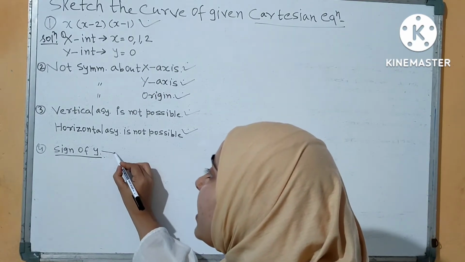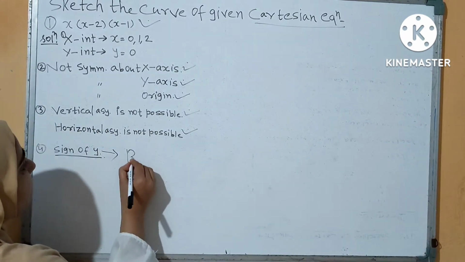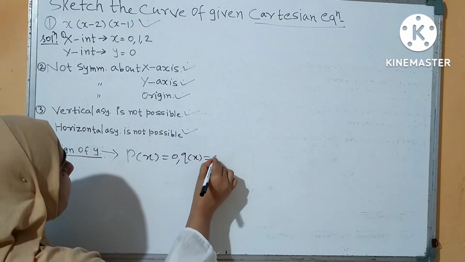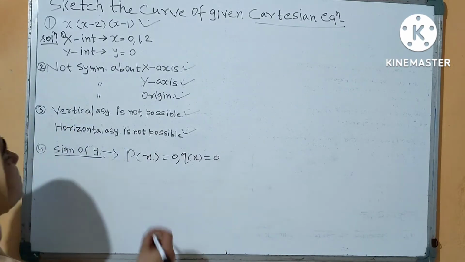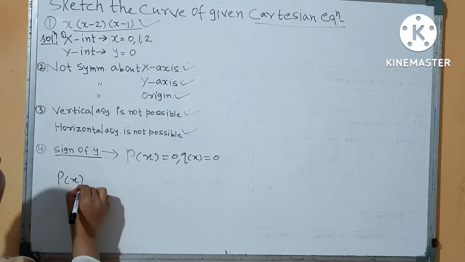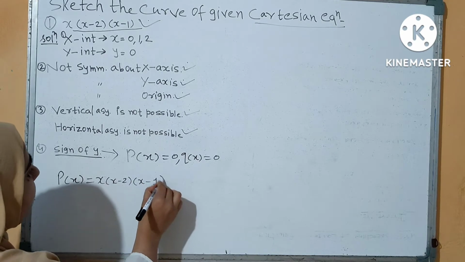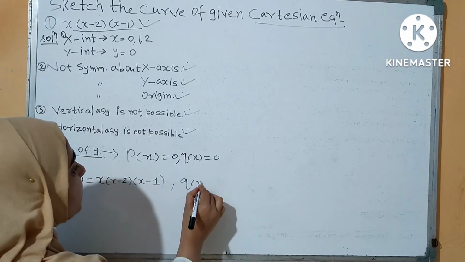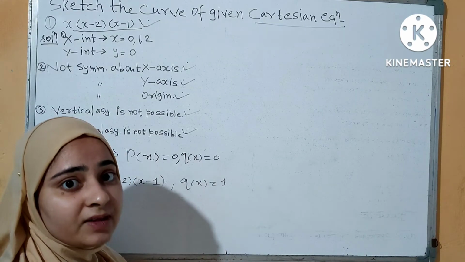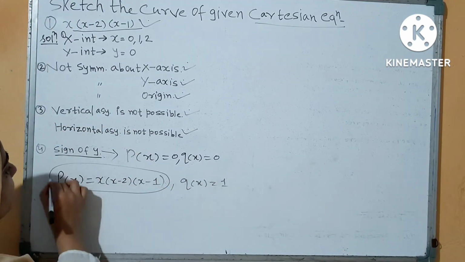So, what is the sign of y? To find the sign of y, you first put P(x) = 0 as well as Q(x) = 0. In our case, what is P(x)? P(x) is x(x − 2)(x − 1). And what is Q(x)? Q(x) is 1. We can't take Q(x) = 0, since 1 = 0 is not possible. So we'll apply the method only on P(x).